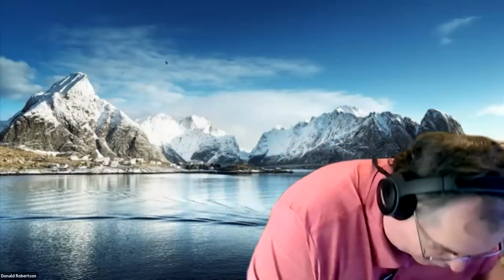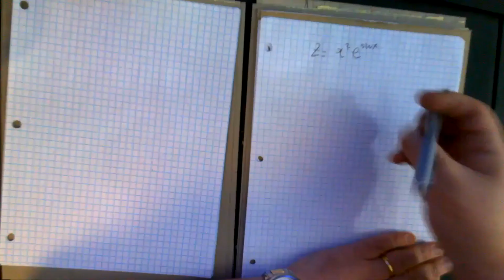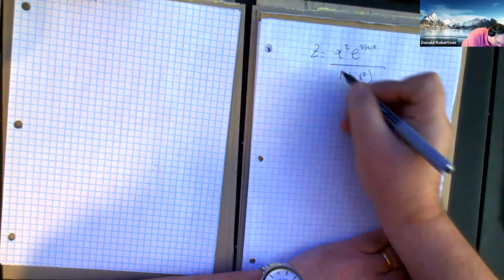So what does it look like again? Z equals x squared e to the sine x. Okay, let me just write that down. That's easy enough to recover. Z equals x squared e to the sine x. It doesn't quite matter what I put in here, so even if this is not the same thing, it really doesn't matter.